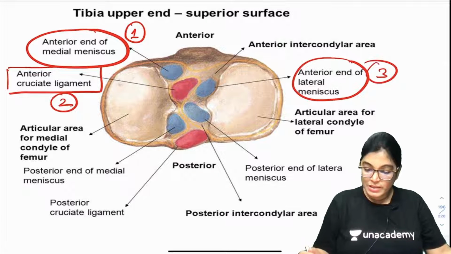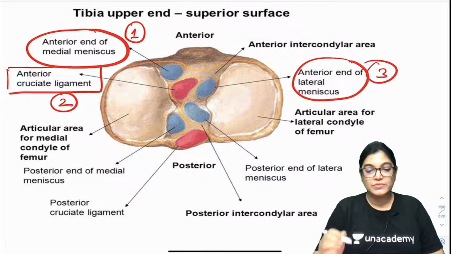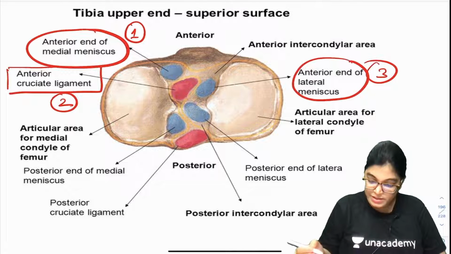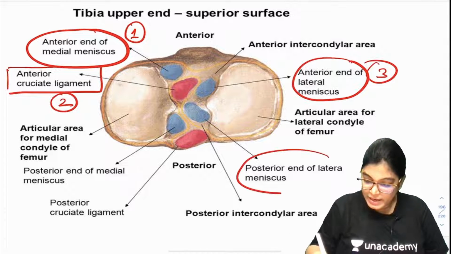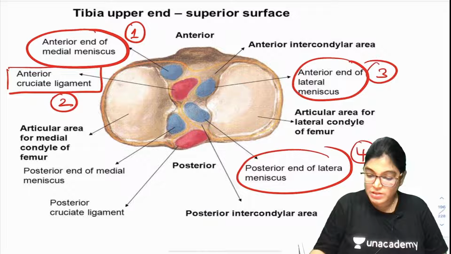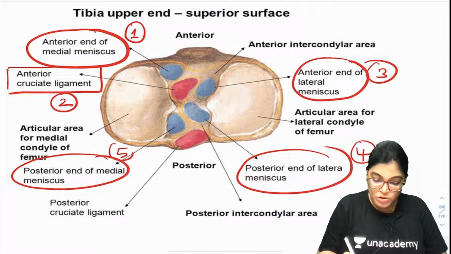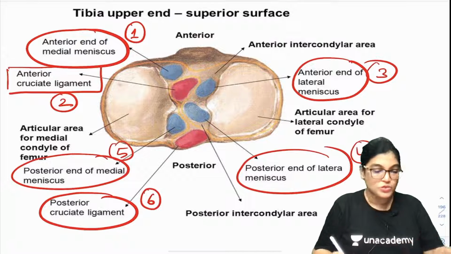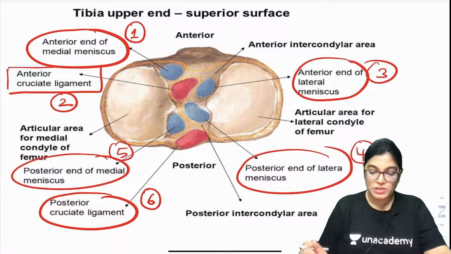The fourth structure is the posterior end of lateral meniscus. Then we have the posterior end of medial meniscus, and most posteriorly the structure lying there is the posterior cruciate ligament.